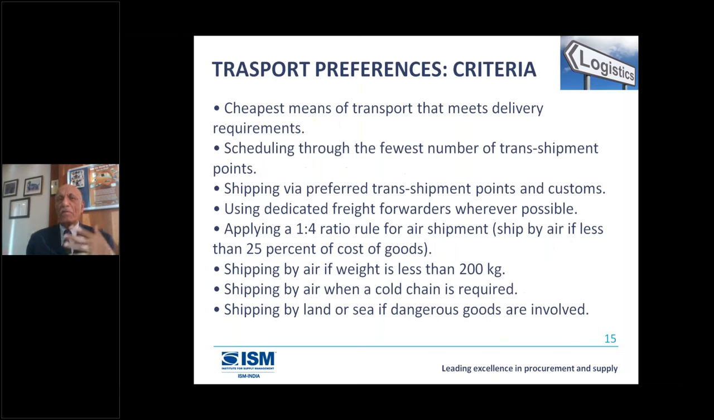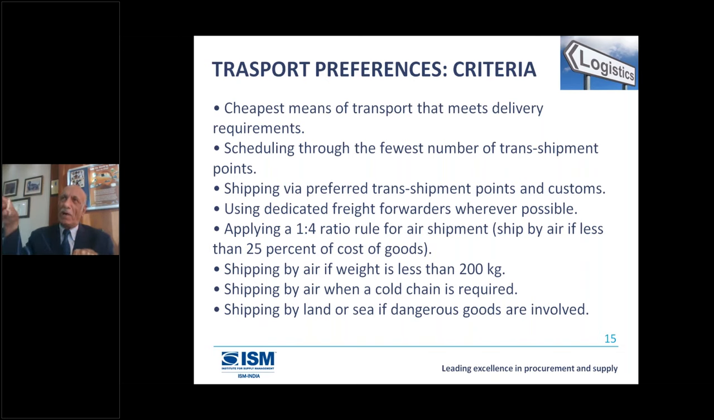Now, the transport preferences. Here I'll try to give you some practical tips. Cheapest means of transport has to match delivery requirements. If the delivery requirement says it has to reach in 7 days and you're sending by some means which may take more time, it has to meet the delivery requirement. That sets the tone. Scheduling through the fewest number of transshipments.